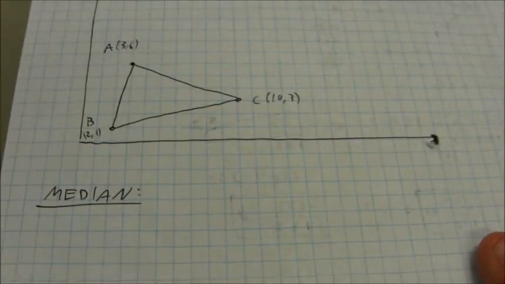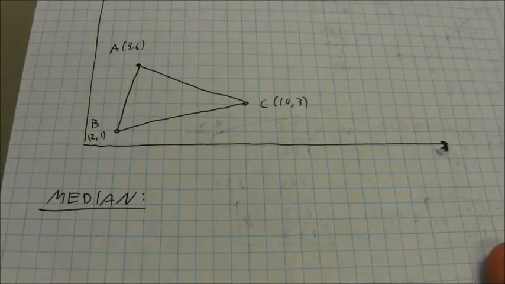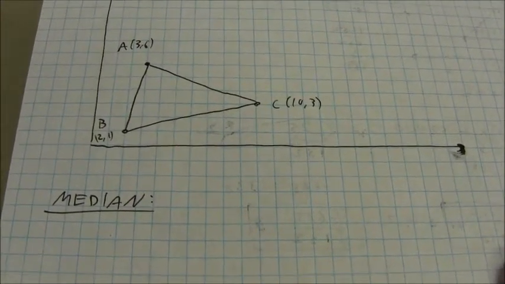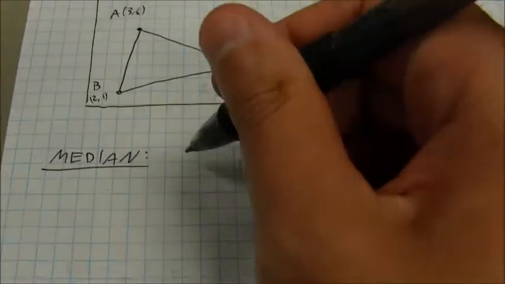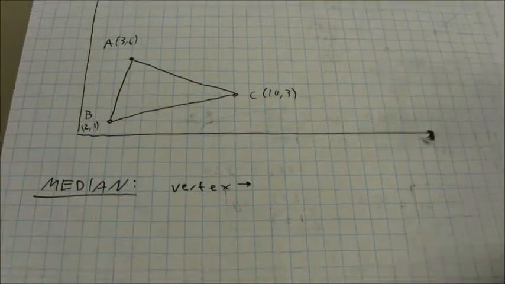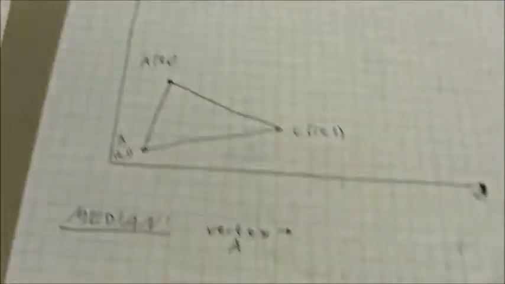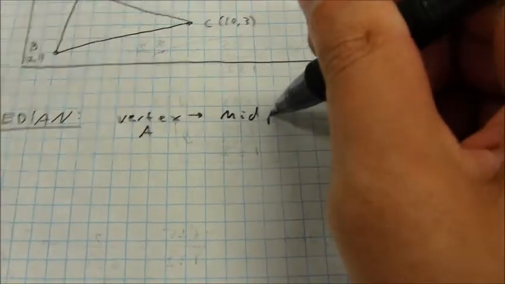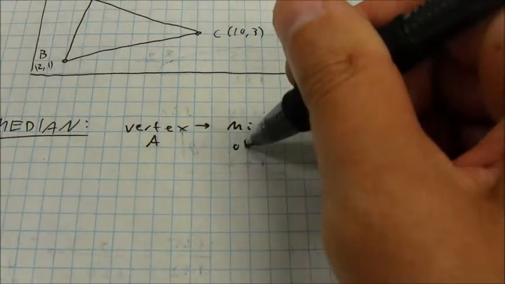So as I come over here, if I have a triangle that has vertices at 2, 1, 3, 6, and 10, 3, and I want to find a median, it's got to go from the vertex. This time I'm going to have it go from vertex A through side BC. So that'll be to the midpoint of side BC.